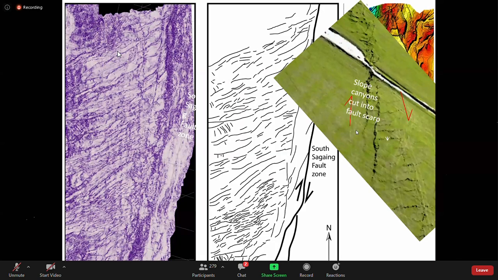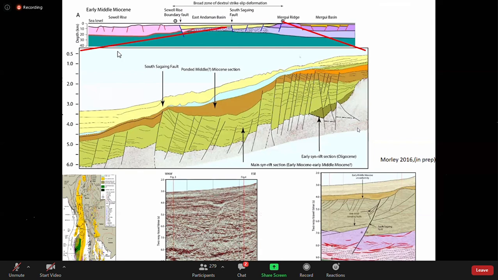Fits a strike-slip transtensional model quite well. In a cross-section through this basin, we see that it's quite well developed, probably an Oligocene to Miocene section. The rifting stops in the middle Miocene. And there's some seismic data through here.